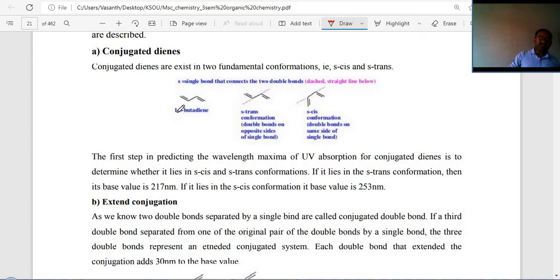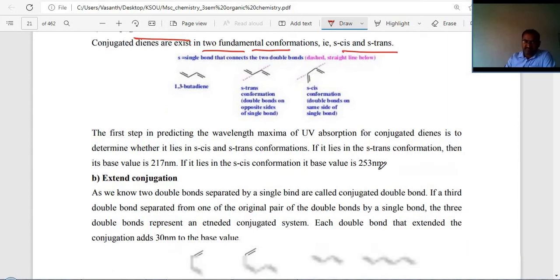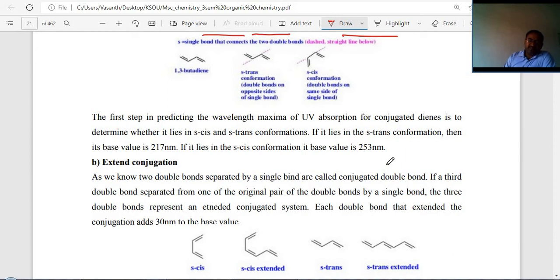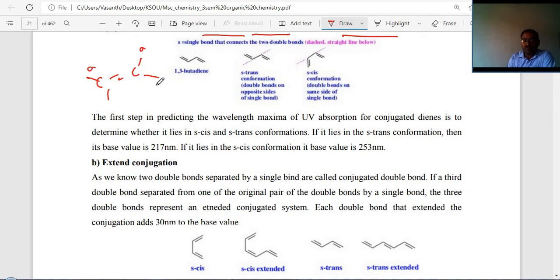Now we are going to discuss conjugated dienes. Conjugated dienes exist in two fundamental conformations, that is cis and trans. Cis means atoms of the same functional group are present on the same side. Trans means here, H.